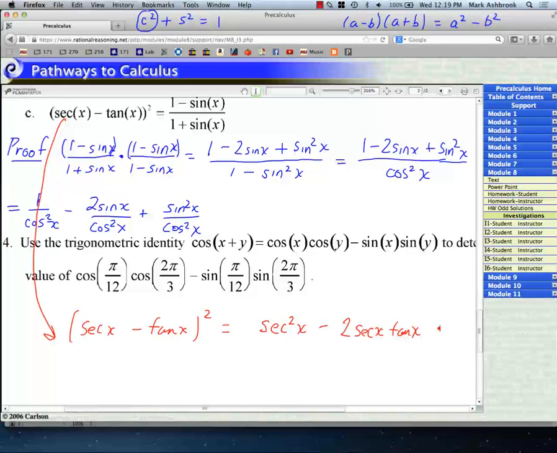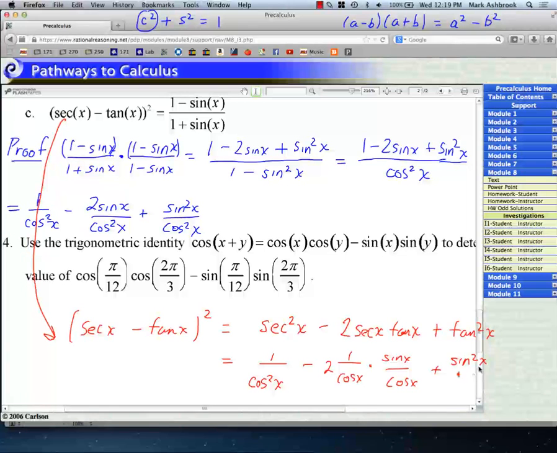So this is a binomial squared, plus tangent squared x. And then we could write this all in terms of sine and cosine. Secant squared would be 1 over cosine squared. Secant is 1 over cosine, tangent is sine over cosine, tangent squared is sine squared over cosine squared. So you really have to know all those, the ones that we wrote on the first slide. And what do you notice? Lo and behold, that's where we ended. We got to that with the blue.